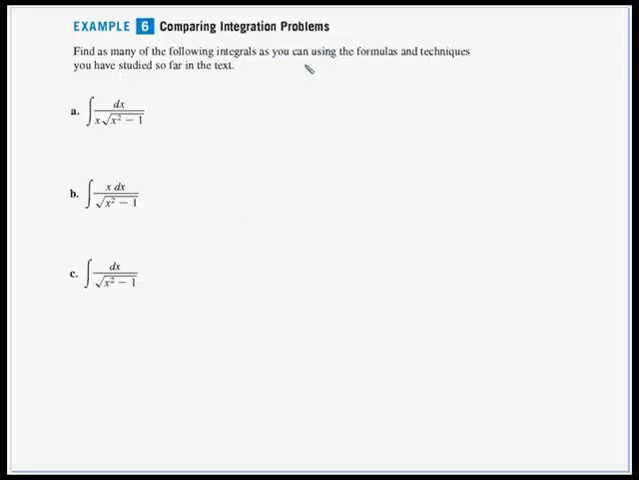Now let's compare some different types of problems. A big part is recognizing what format it fits and how to actually do the antiderivative.